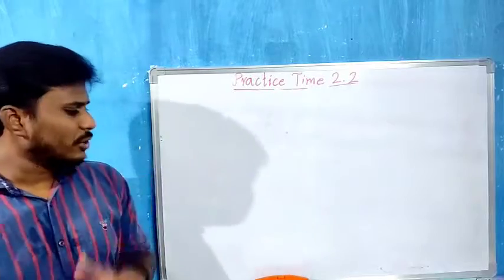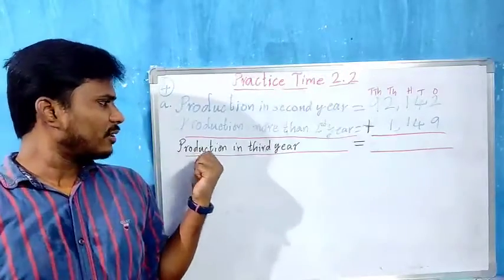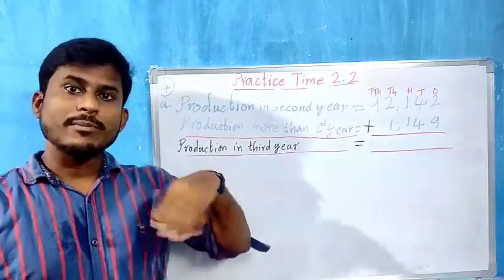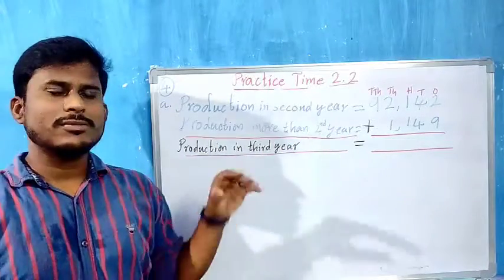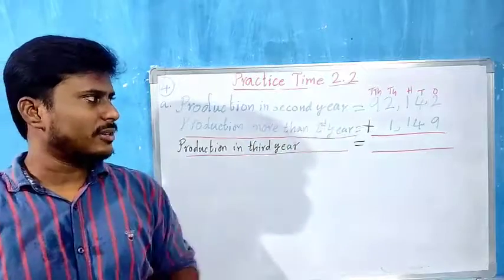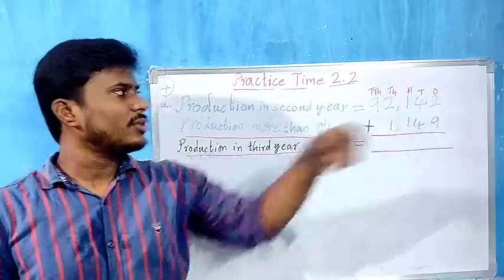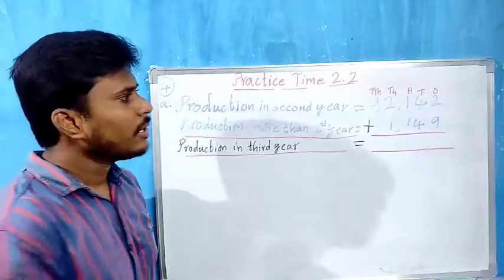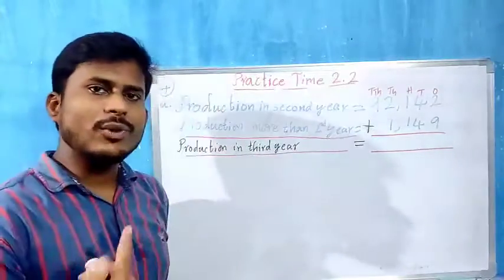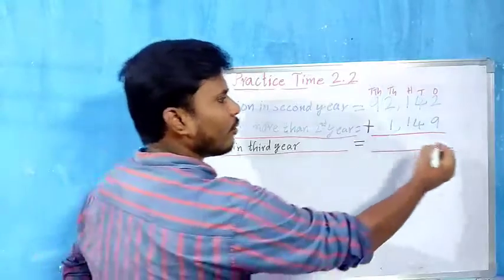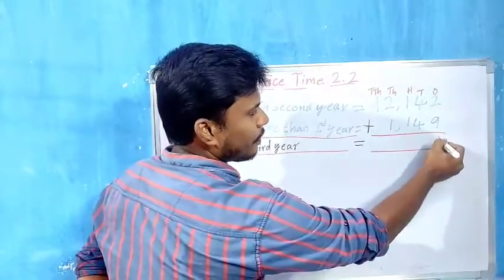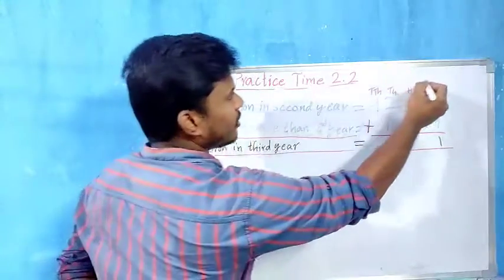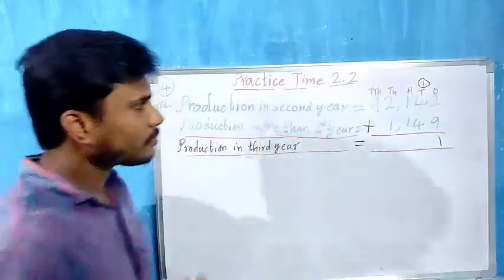So let us start doing the problem. In order to find out the third year production, we have to add the second year production plus the number of ACs, means air conditioners produced more than the second year, children. Let us start adding from the ones column. 9 plus 2, children, or 2 plus 9, it is 11. 11 ones, how can we write? 1 here and 10 ones. 10 ones equals 1 ten. 1 ten we regroup to the tens place.